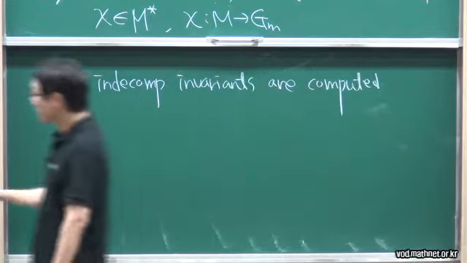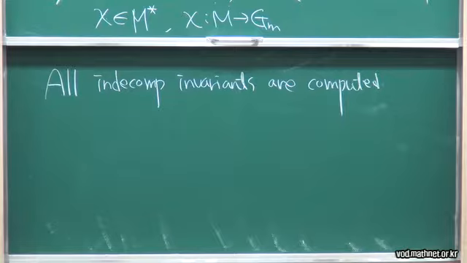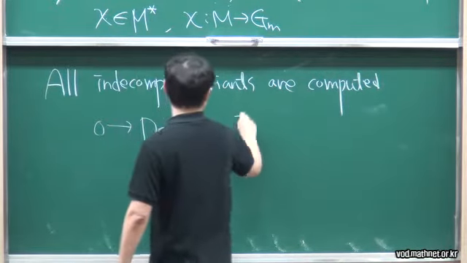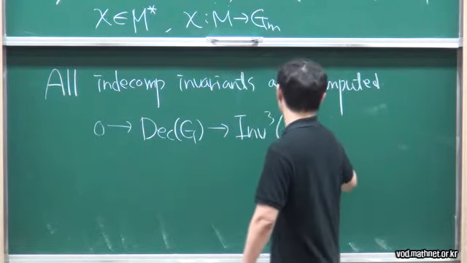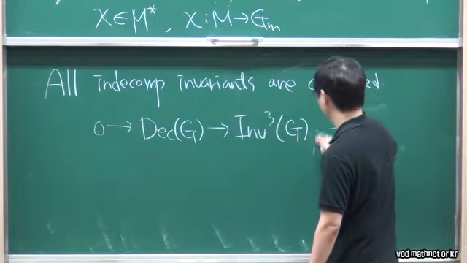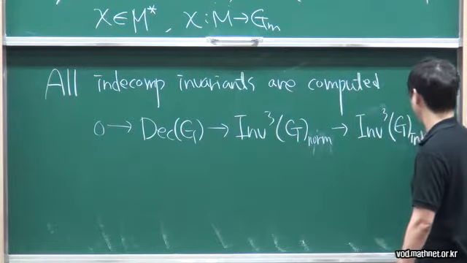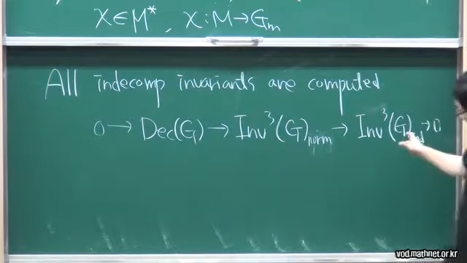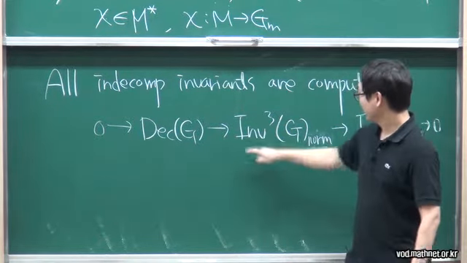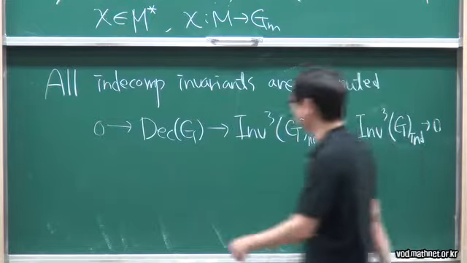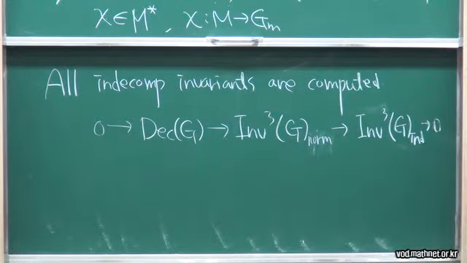But even though we know all indecomposable invariants, sometimes we cannot recover the normalized invariance because, if the exact sequence splits, then we can find this normalized invariance, but in general we don't know whether such a sequence splits.